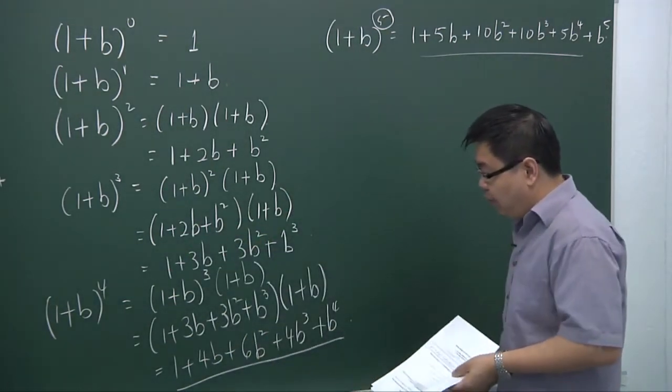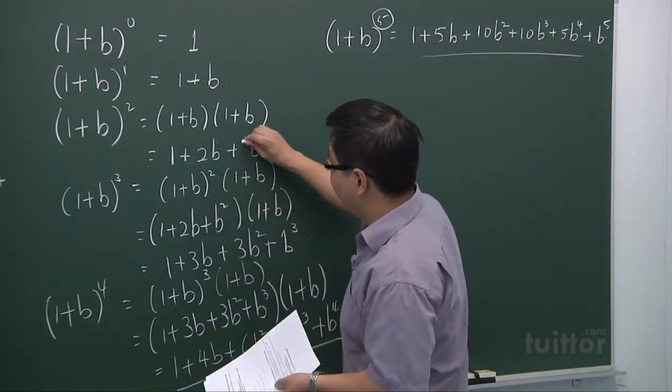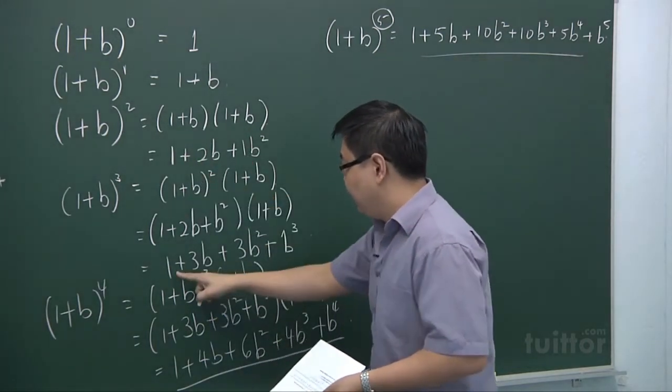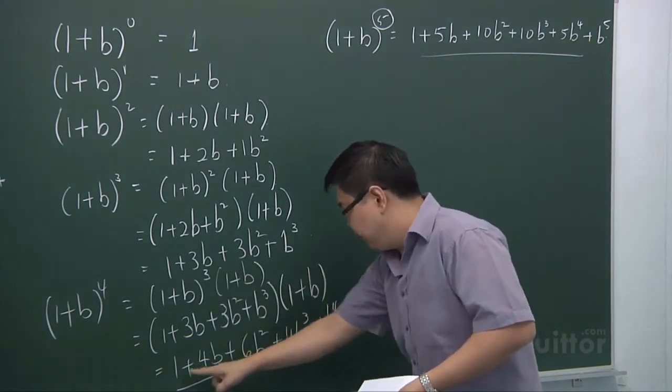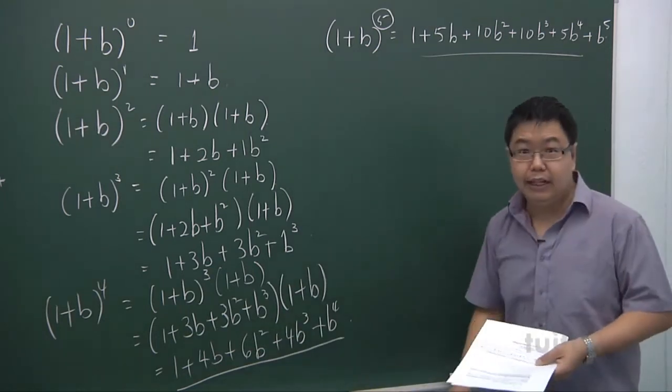Another thing to take note of is the kind of symmetry that you notice. Notice that the coefficient is the same. Both are 1. The coefficients of these two are the same. The coefficients of these two are the same. Likewise for the last one.